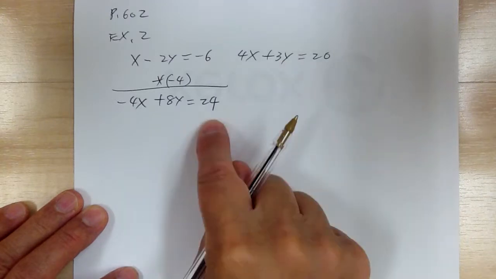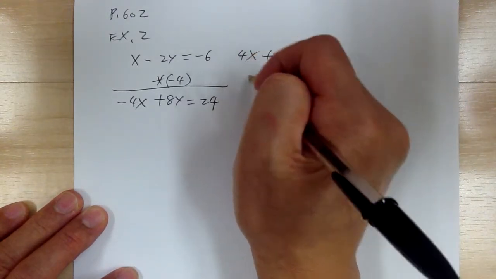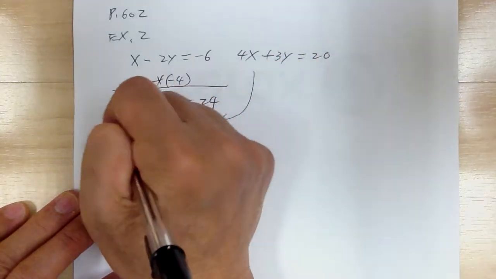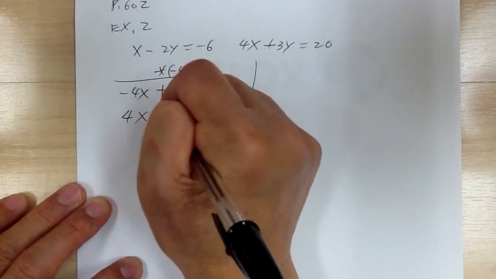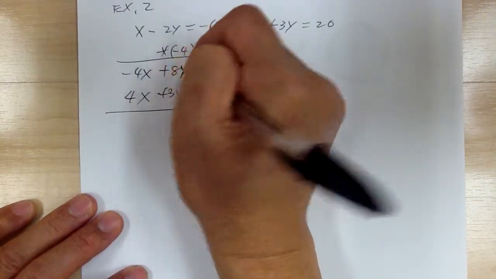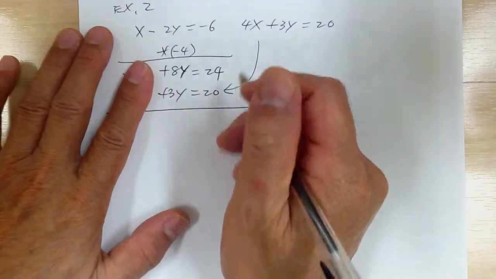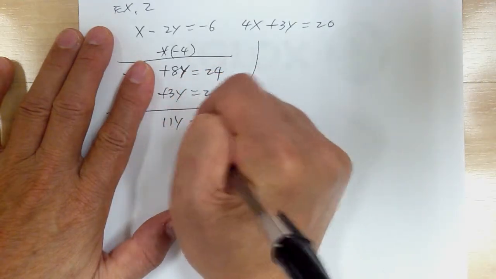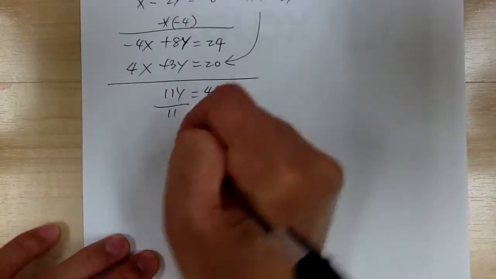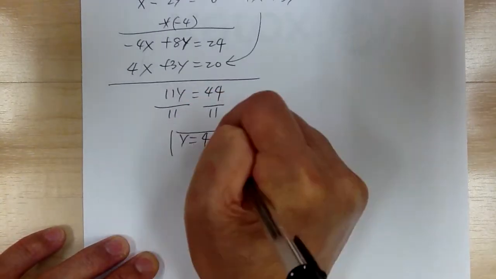Then I'm going to put this under here. So I get 4x plus 3y equal to 20. When I add, this cancels out, and that's a key concept. So I get 11y equal to 44. Divide by 11, so y equal to 4.